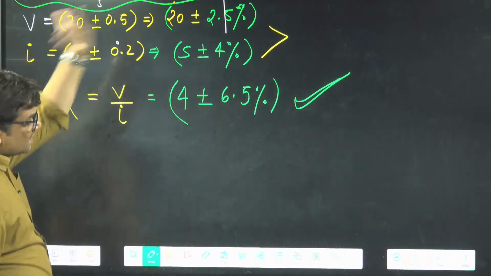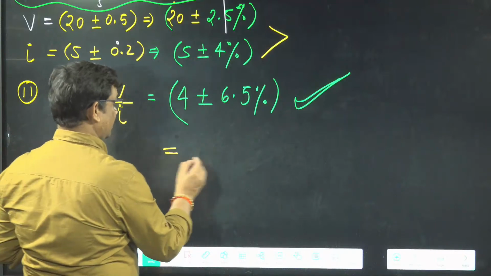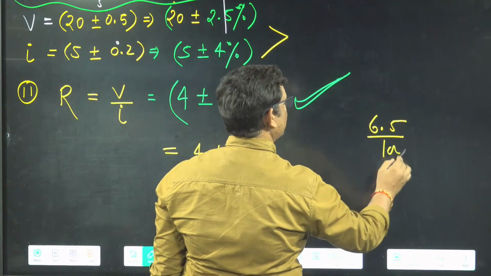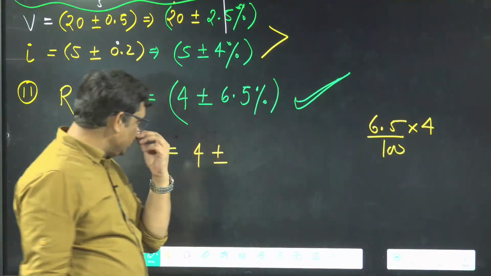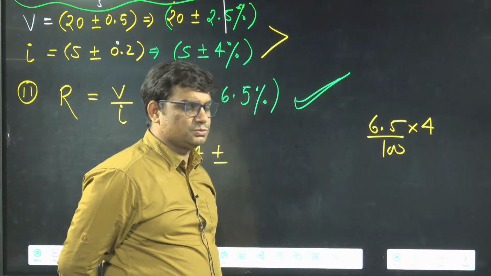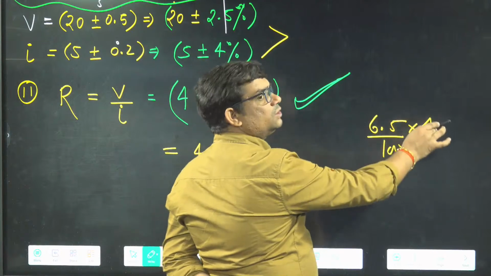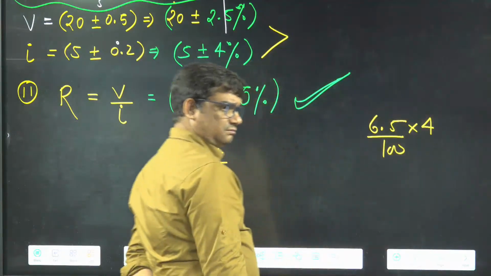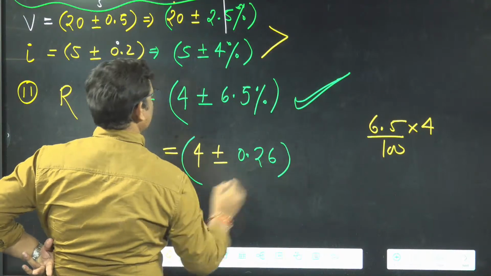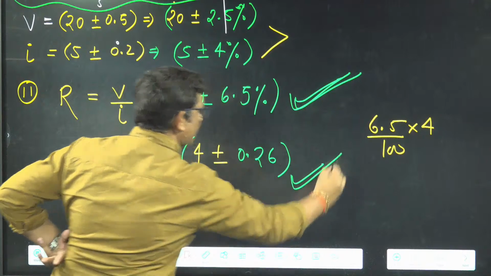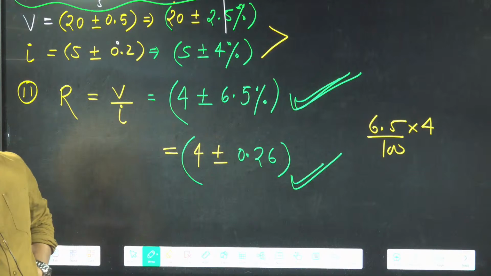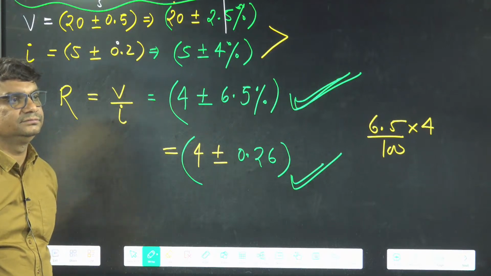Okay. If they are asking in terms of absolute, then we can find 4 plus minus 6.5% by 100 into 4. Okay, 6.5% of 4. What will be this value here? How much? 6.5 into 4. 6.5 into 2 is 13, 13, 26. 26 means 0.26. This is in terms of percentage. This is in terms of absolute. Can you solve some more questions on this? On multiplication and division? Yes, ready?